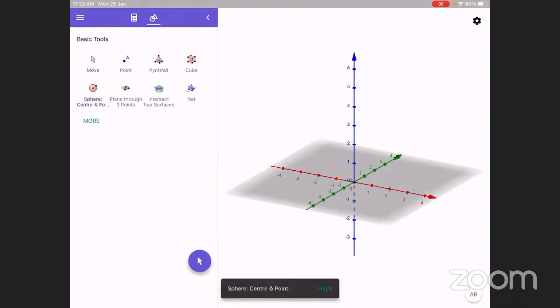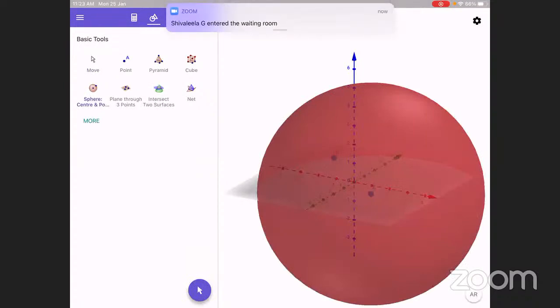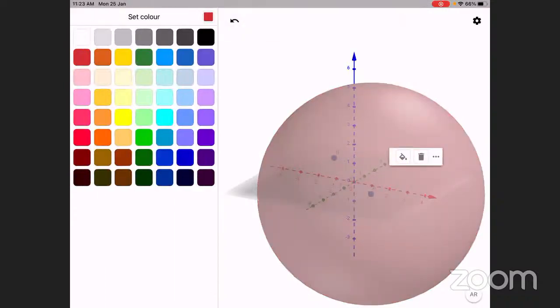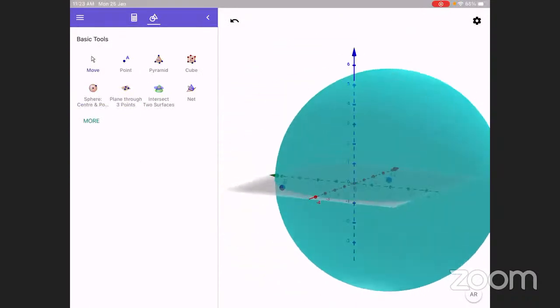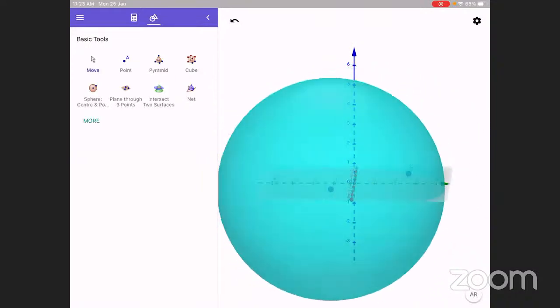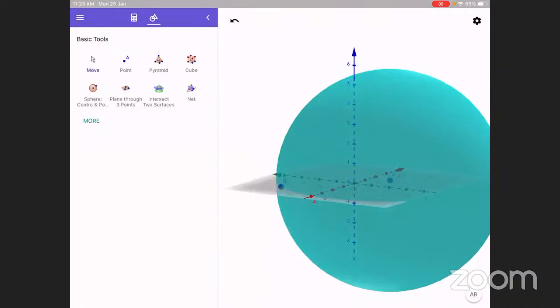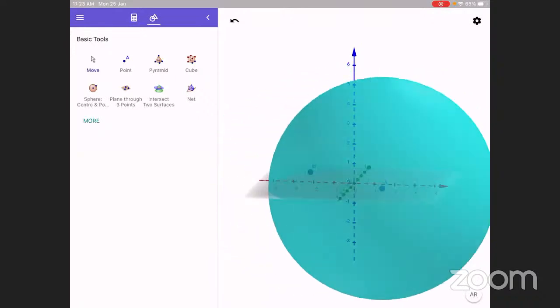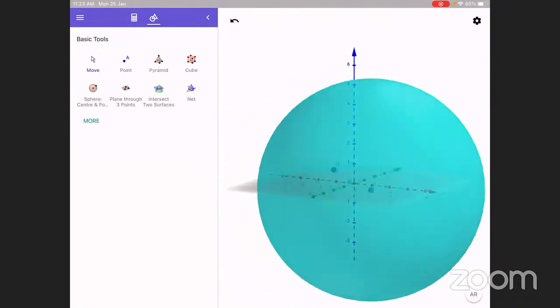If you choose this particular icon, choose a point as the center, and choose another point through which it passes, you have the sphere straight away, right? If you are not happy with this particular color, you can choose any color of your choice. So it is the sphere with the center so given, and its figure is something like this. But here you are using only the geometry of it, okay? It's geometry, but it's not coordinate geometry. Can we display its equation? That can also be done, of course. There's another app for that.